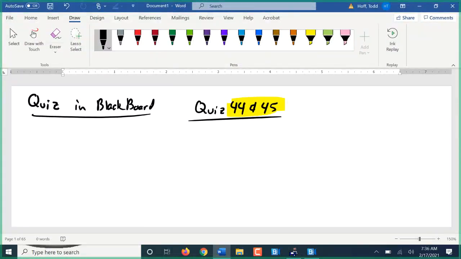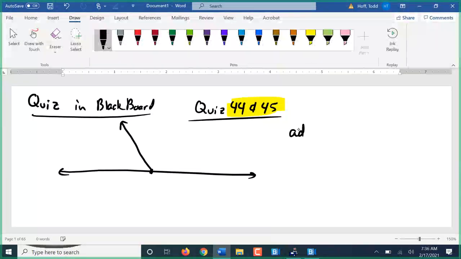So the things I want to remind us of are operations with angles. We have two angles that share a vertex and share a side. Those are what are referred to as adjacent. And adjacent angles are additive.